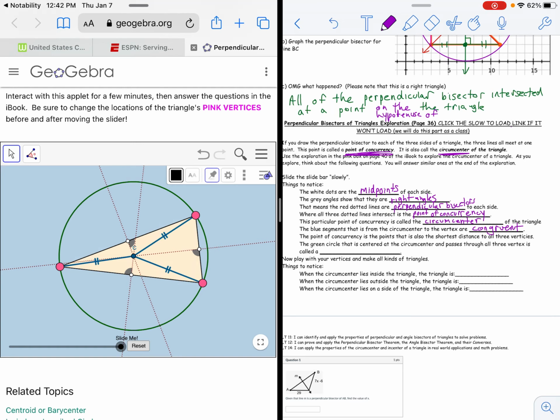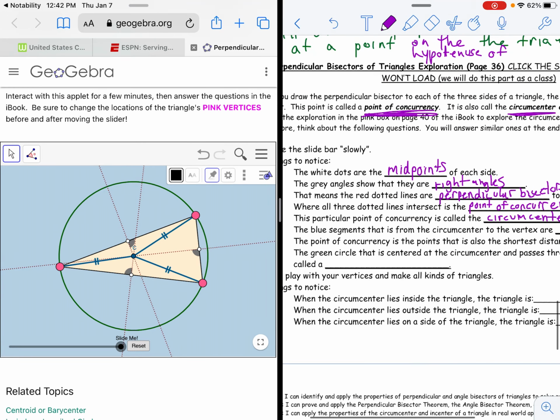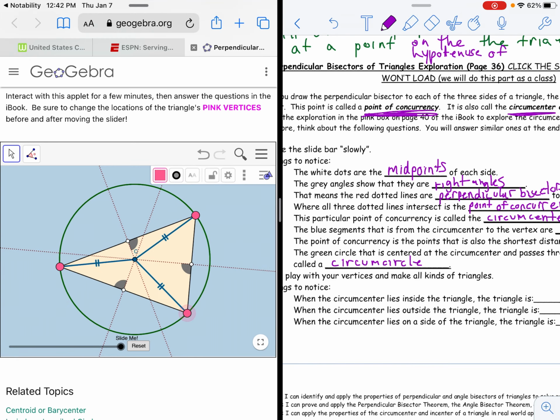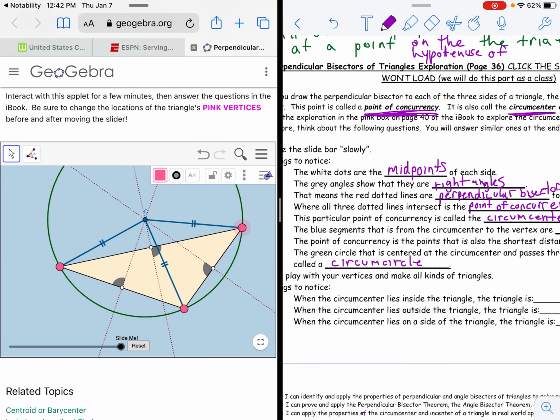And then we have this green circle. This green circle is centered at the circumcenter. It's called a circumcircle. And watch this. This is for an acute triangle. This is an acute triangle.